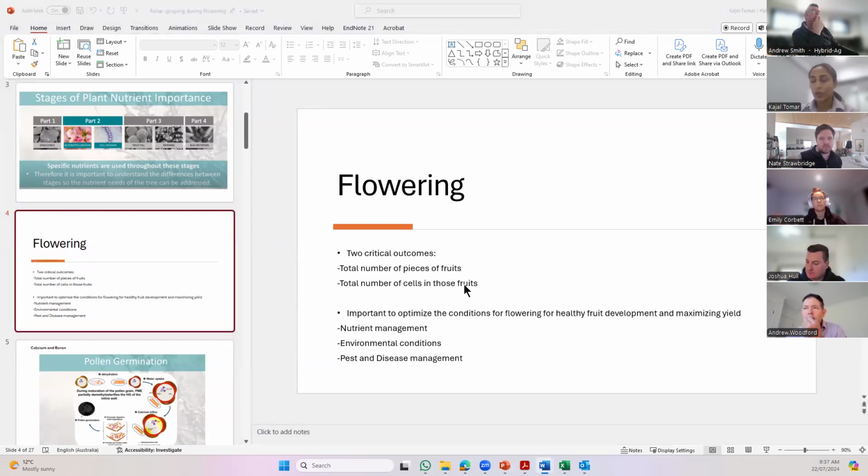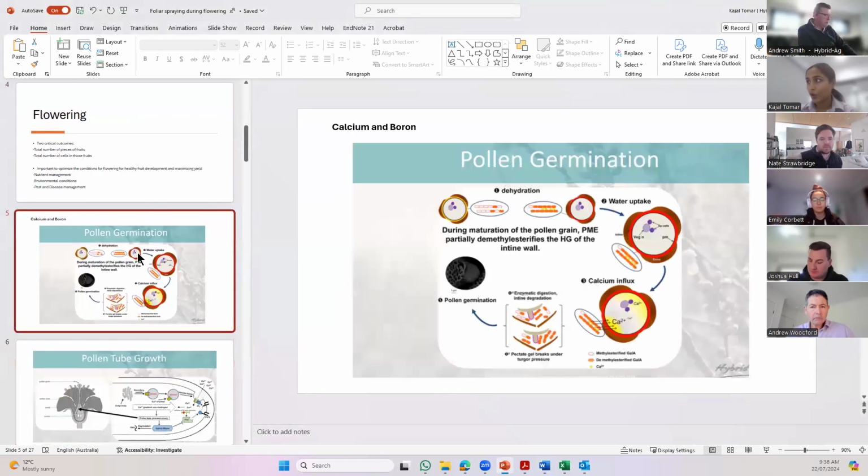So it's very important to optimize and understand the conditions for flowering for healthy fruit development and maximizing yields. All those conditions are nutrient dependent, environmental condition dependent, and pest and disease dependent. Being nutrient connoisseurs in the industry, it's important to understand how we can optimize the flowering outcomes by giving the right nutrients. Let's move on to calcium and its role in flowering.